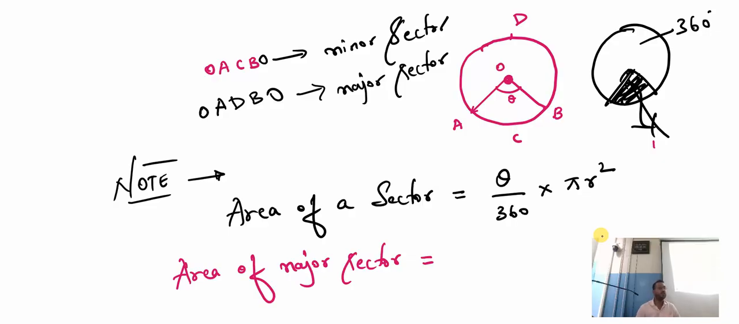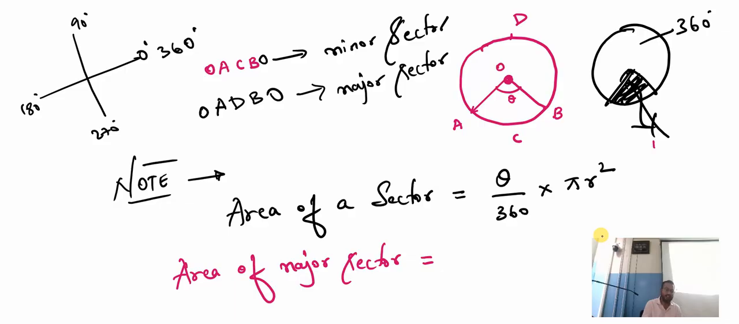Understood? From the complete circle, we know the area of a circle is 360 degrees. This is 0 degree, this is 90, this is 180, this is 270. This complete circle makes 360 degrees: 0 to 90, 180, 270, 360.